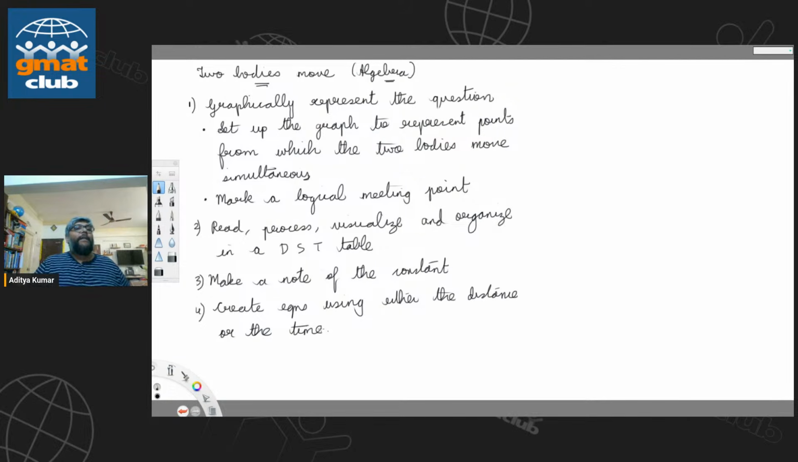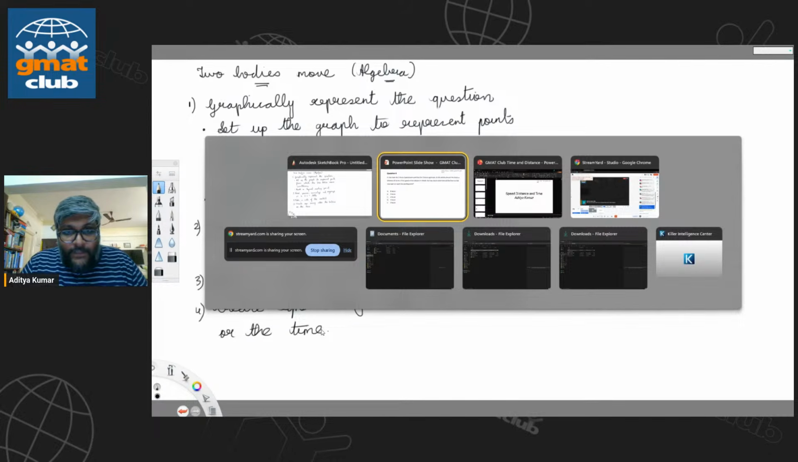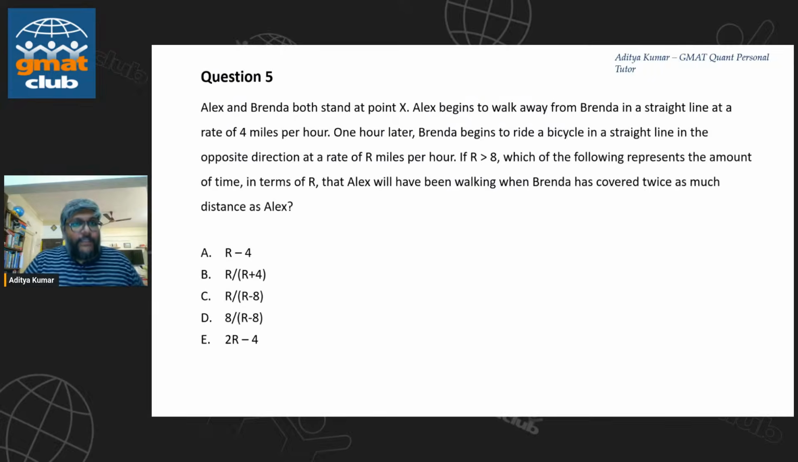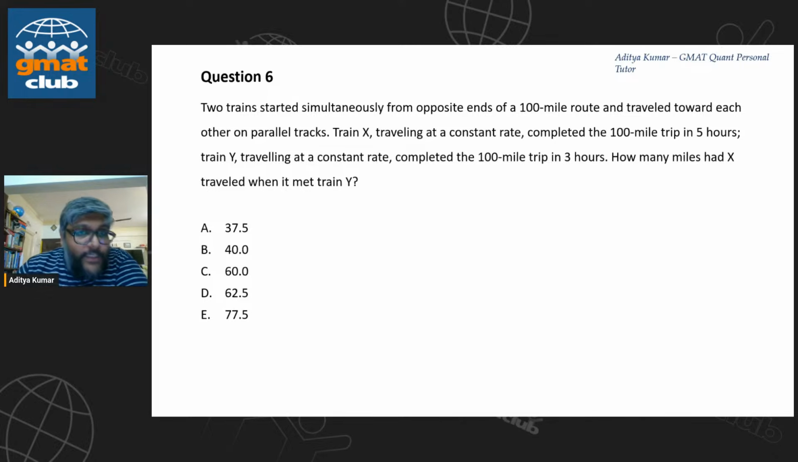Okay. Let's take an example, like how we did in the one body moving. Let's take an example and let's work with it. Let's try question 6. We'll do question 5 as we go forward as well. I want to use question 6 as a blueprint to work with things first.